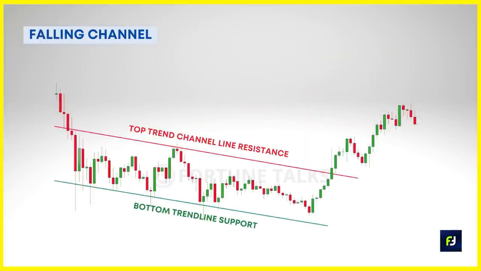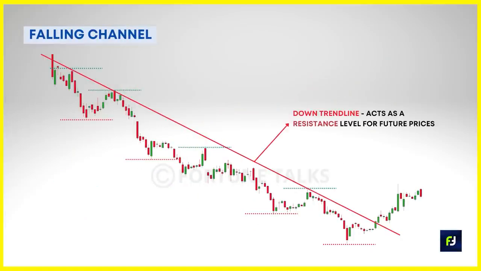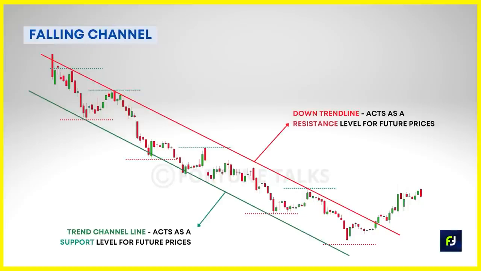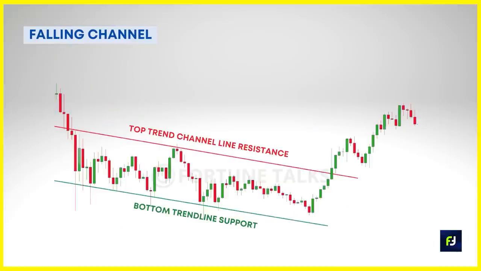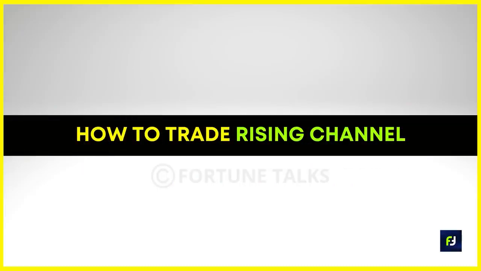Let's now talk about the falling channel pattern. The existing trend is a downtrend with lower highs and lower lows. By connecting all the lower highs together, you will get a downtrend line which will act as a resistance level for the future price movements. On the other hand, if you connect all the lower lows, you will get a trend channel line which will function as a support level for prices. Also keep in mind that the slopes of both these lines should be almost equal, or in simple terms, the lines should be parallel. Now let's talk about how to trade a rising channel pattern.